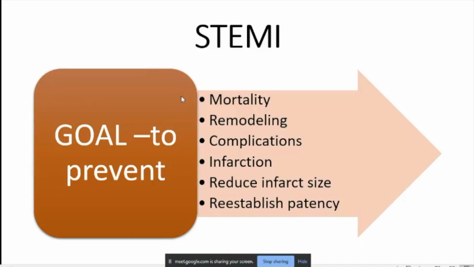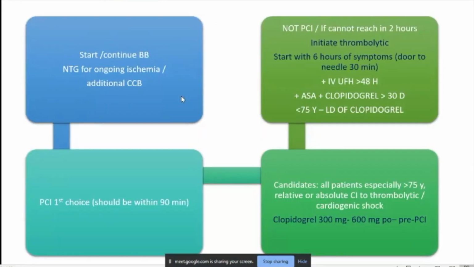And how do we achieve those goals? First thing, we start or continue the beta blockers. Why? Because in angina, we use long-term therapy. If the patient has a history of stable angina, the patient is already on beta blockers, right? Unless the patient chose not to take them. So we start the patient on long-term beta blockers, as we discussed in angina. If the patient is already on beta blockers, we continue them. If the patient is not on beta blockers, we start them.